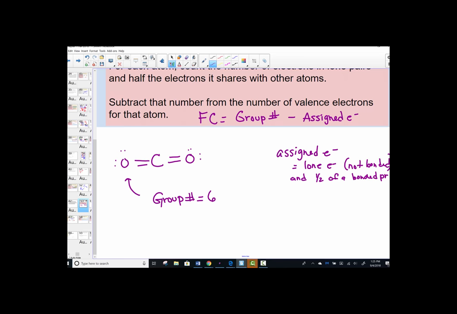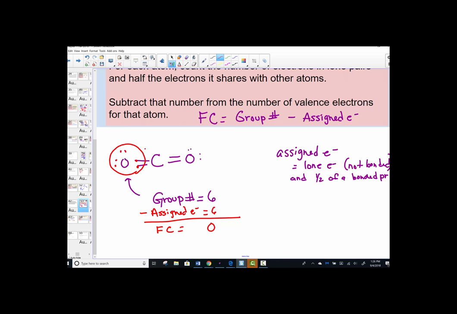What I like to do is to take this structure and just draw a circle around the oxygen, cutting in half the bonds. Because now when I do so, inside of that circle, I see all of the assigned electrons. I can count 1, 2, 3, 4, and half of the ones that are in a bond, 5, 6. That oxygen has 6 assigned electrons. Its formal charge is now assigned a 0, and that's ideal. You want the formal charge of 0.